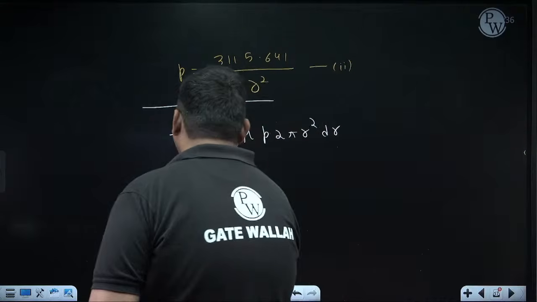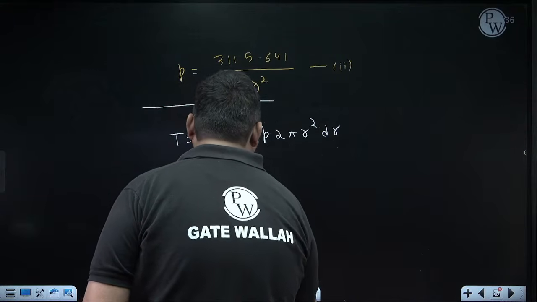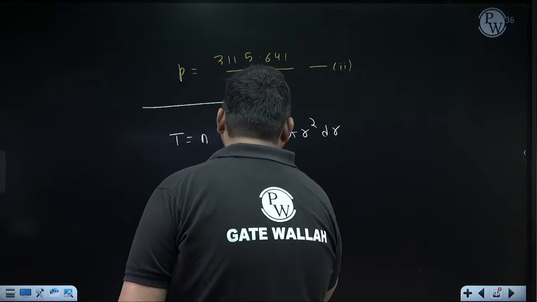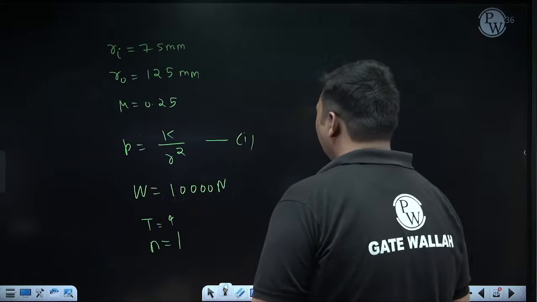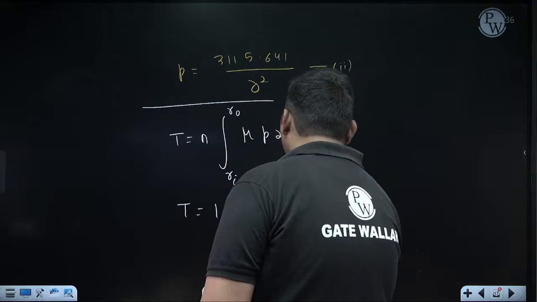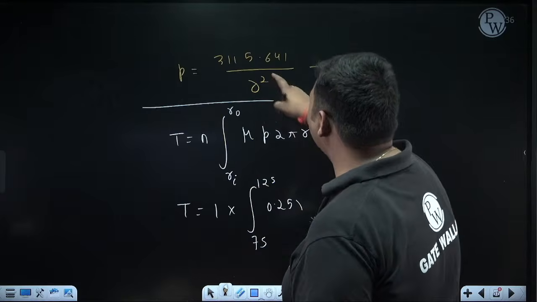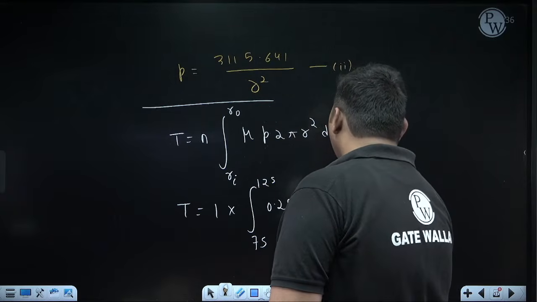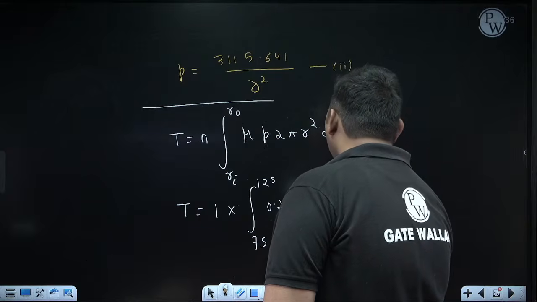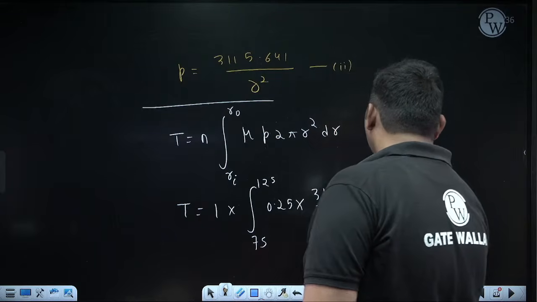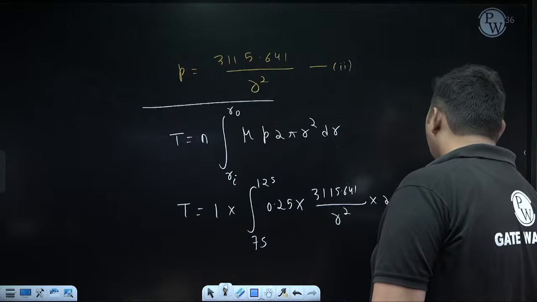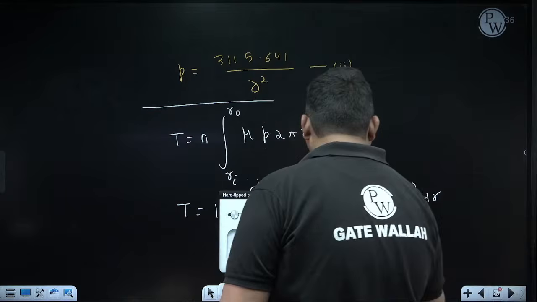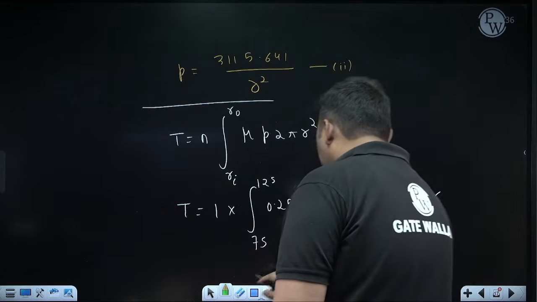But right now n is 1, na? Into integration Ri to R naught, Ri is 75, R naught 125, mu 0.25. The equation of pressure, now this is the final equation, 3115.641 upon R square into 2 pi R square dr. Now solving is your part. See, this R square will get cancelled, so it is very easy.